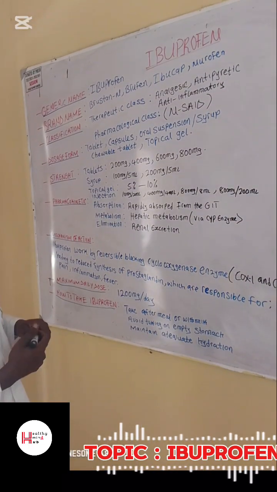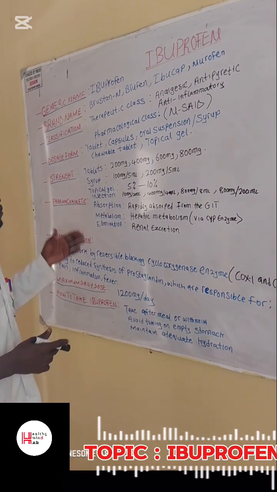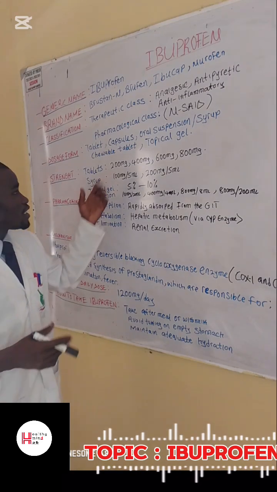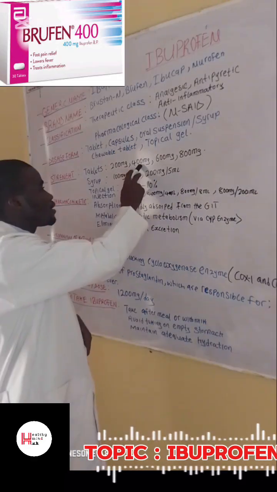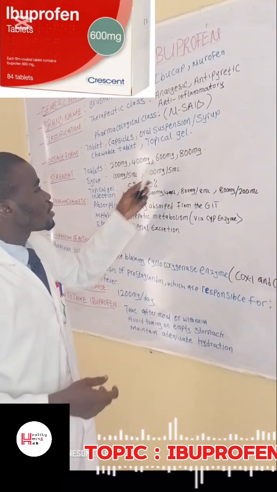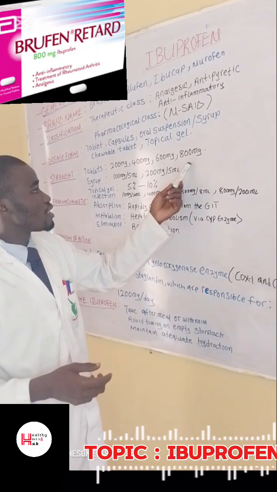And we also have strengths. What are the strengths of ibuprofen? We have tablets, which are 200 milligram. We also have it in 400 milligram, in 600 milligram, and in 800 milligram.